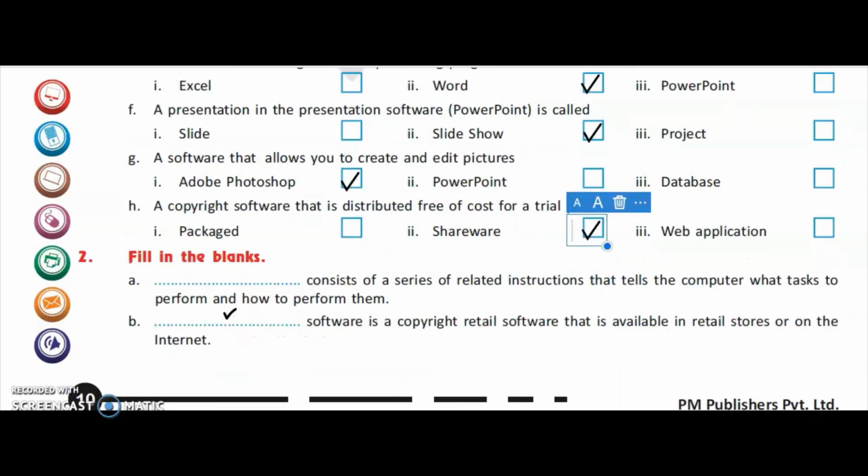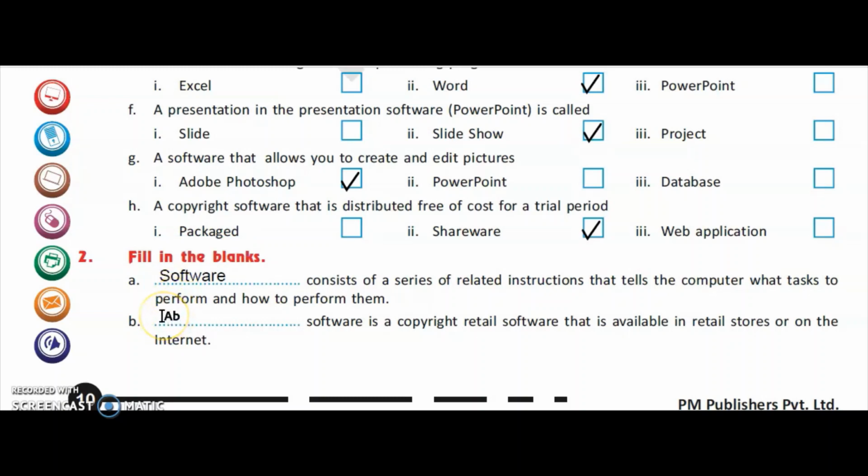Now, the second question is fill in the blanks. This question can also be done in the book. No need of writing this question in your notebooks. So next, the first fill in the blanks is: dash consists of series of related instructions that tells the computer what task to perform and how to perform them. And the answer is, what will be the answer? The answer is software.